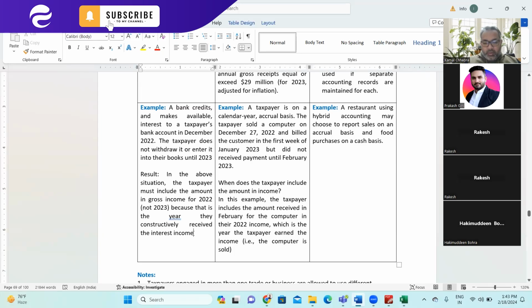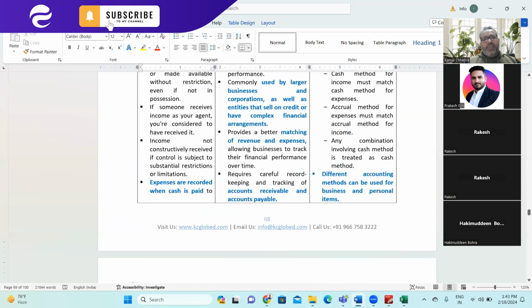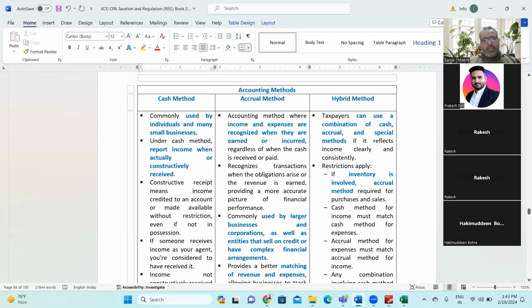So for example, normally at year end the bank credits your interest, right? This is the example of that, which you have not yet recorded in your books, but it is part of your income and you have already received it. So in a cash method of accounting, you can consider that as your income for that particular year.